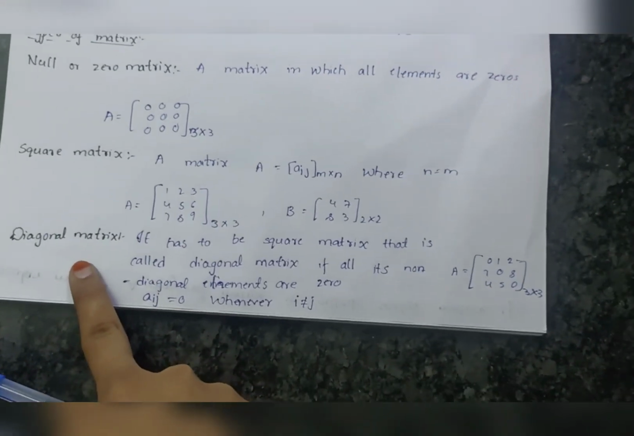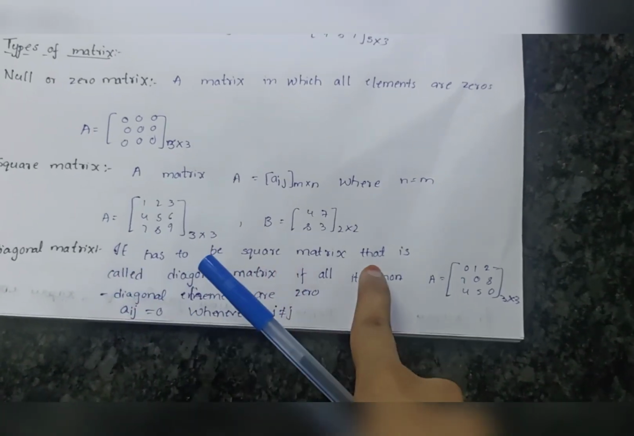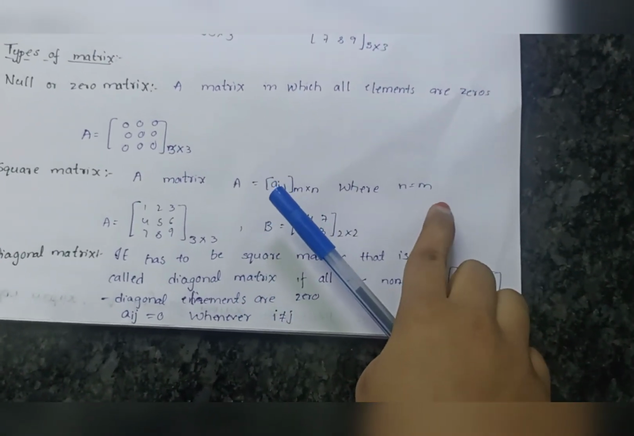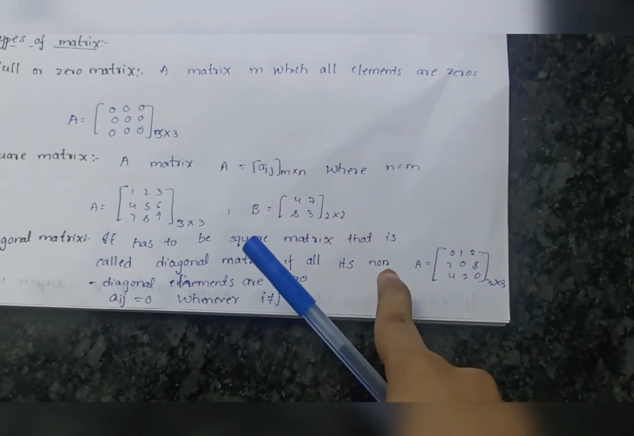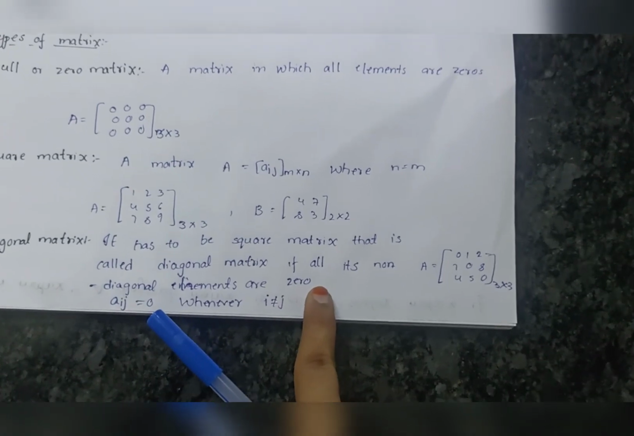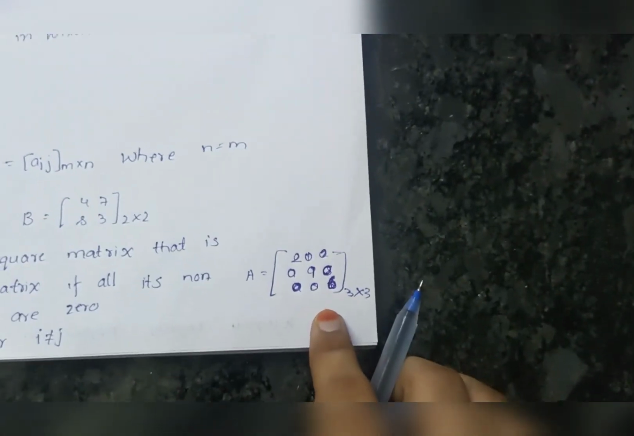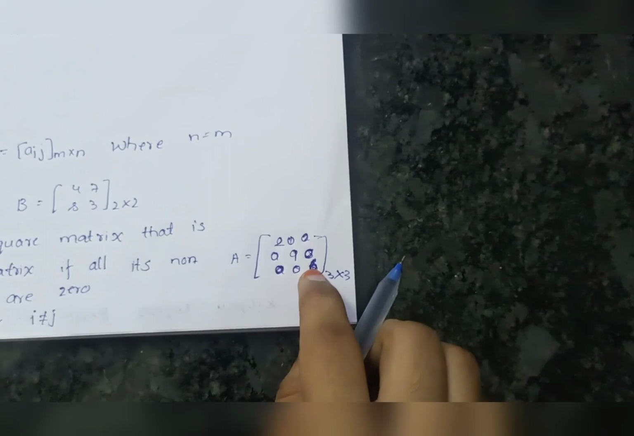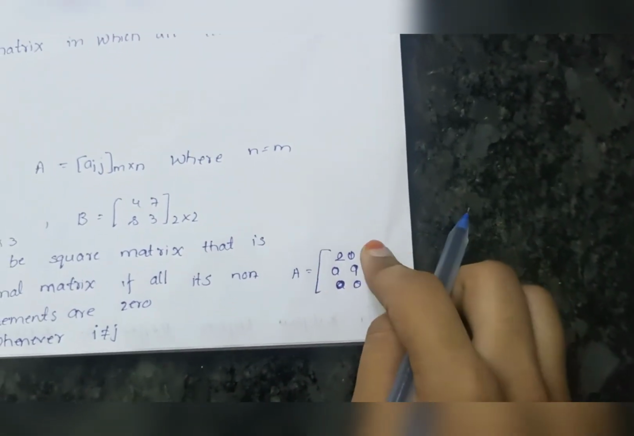And now the diagonal matrix. A diagonal matrix has to be a square matrix first, meaning n is equal to m. It is called a diagonal matrix if its non-diagonal elements are 0. See here in the example, the diagonal elements have some values and the non-diagonal elements are 0.